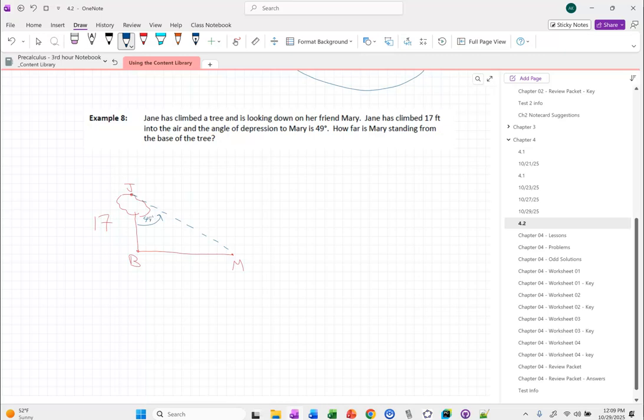Yeah, that is the incorrect place. This is the most common mistake students will make on this. J's line of sight is here, so her angle of depression is that spot. If you are in the tree and you're looking straight ahead, your line of sight is here. You tilt your head down to look at M. That's your angle of depression.